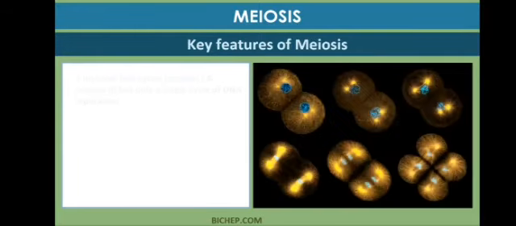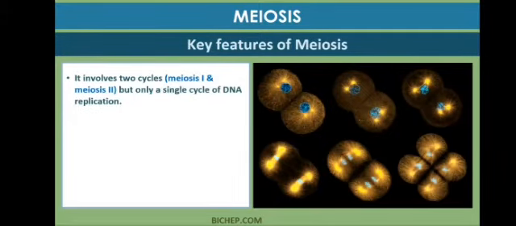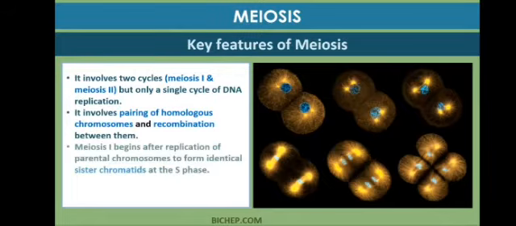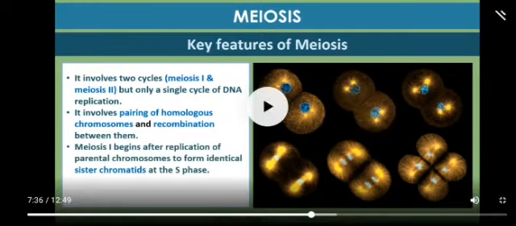The key features of meiosis: it involves 2 cyclic processes, meiosis 1 and meiosis 2, but only a single process has DNA replication. That means DNA duplicates only in one process. Now it involves the pairing of homologous chromosomes and recombination between them. That means the homologous chromosomes, which lie together parallel to each other, combine together, cross over, and recombine their chromosomes again. This is known as recombination.